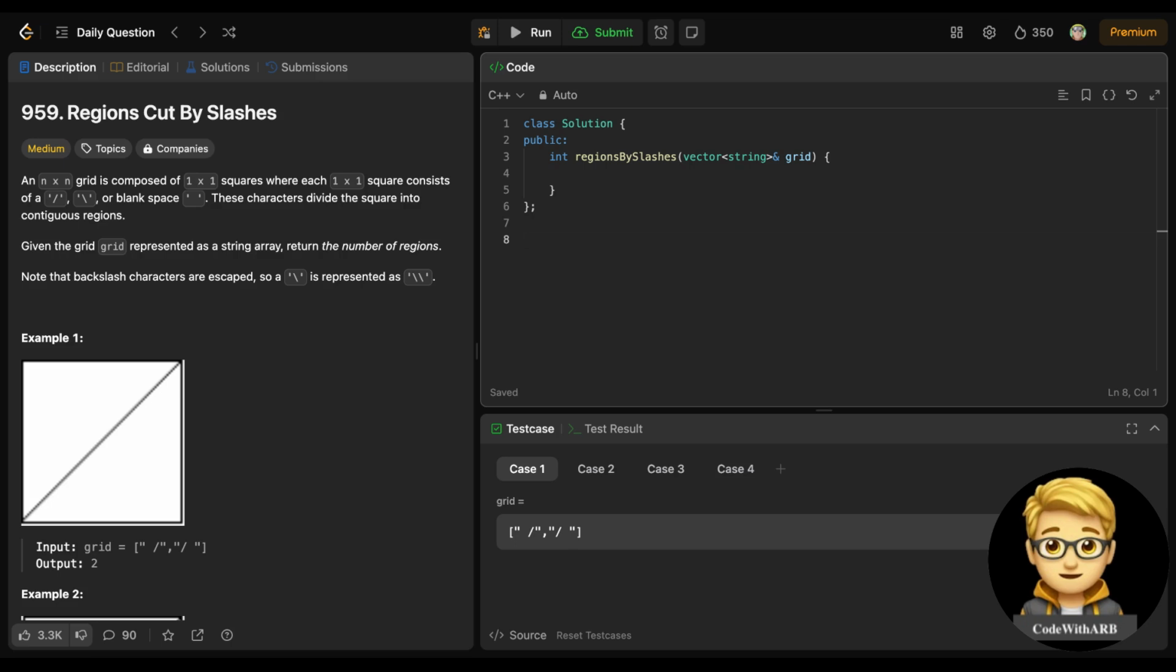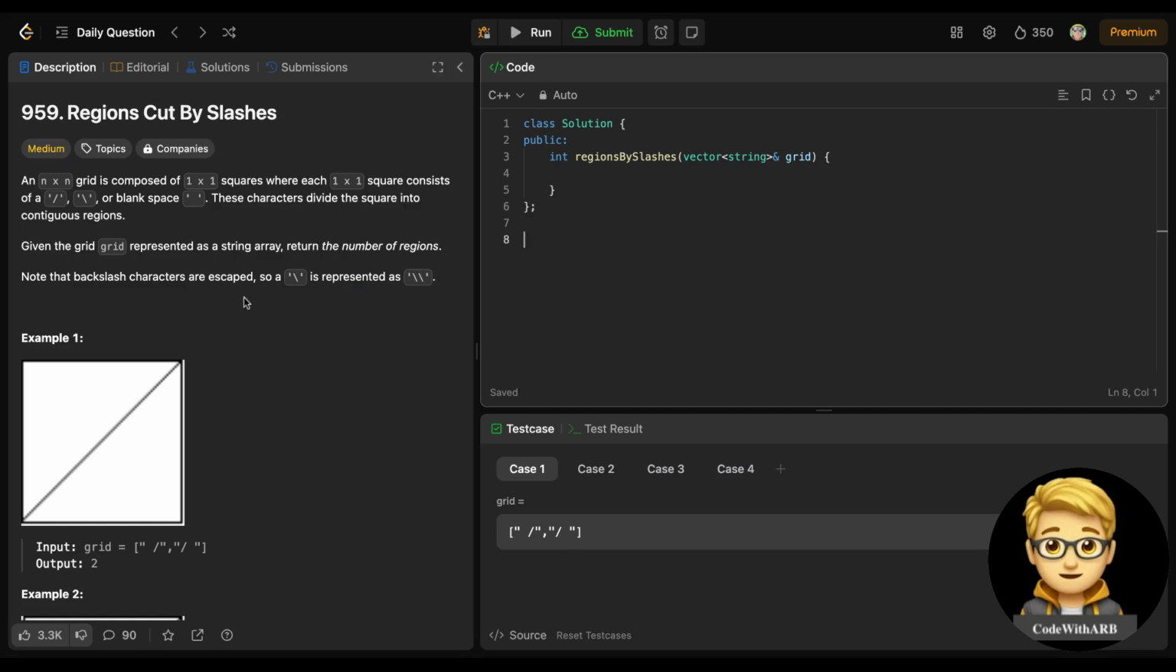It's an n cross n grid composed of 1 cross 1 squares, where each 1 cross 1 square consists of a backslash, a forward slash, or a blank space. These characters divide the square into contiguous regions. Given the grid represented as a string array, return the number of regions. Note that the backslash characters are escaped, so a backslash is represented as a double backslash.